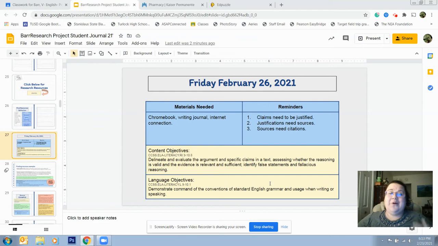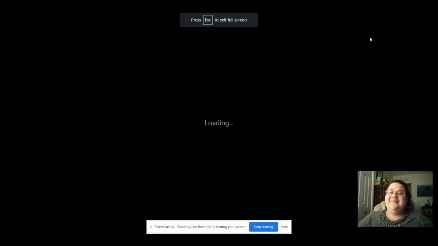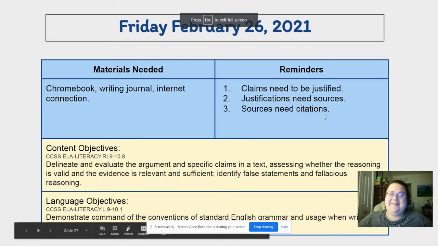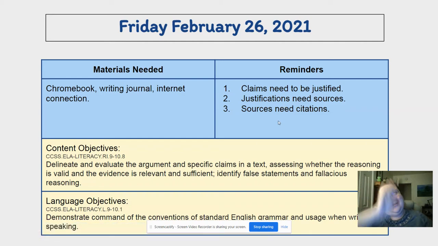Now, today we're going to look at research and resources. For today, you are going to need your Chromebook, writing journal, internet connection. And remember, claims need to be justified, justifications need sources, sources need citations. We're going to go over this a million times. It's never going to change.